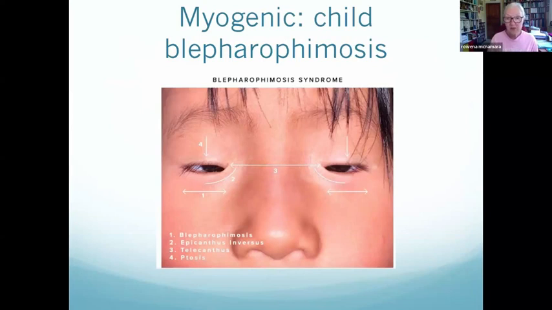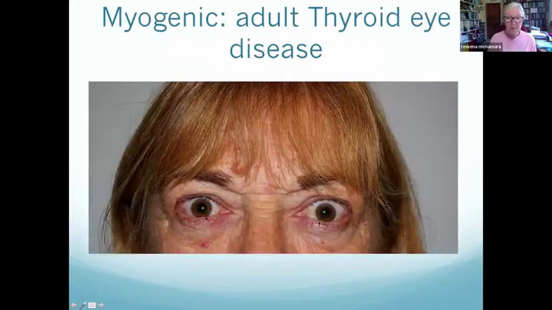The children, I said, could have myogenic problems, and here are the characteristics of blepharophimosis syndrome. So they have the epicanthus inversus, the epicanthic folds are going upwards rather than downwards, and their eye muscles are very fixed, and they have drooping upper lids. So all of that is affecting the muscle fibers.